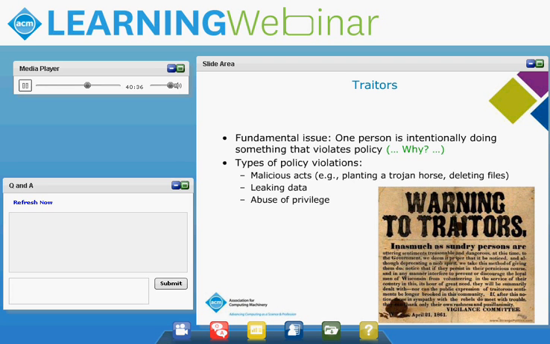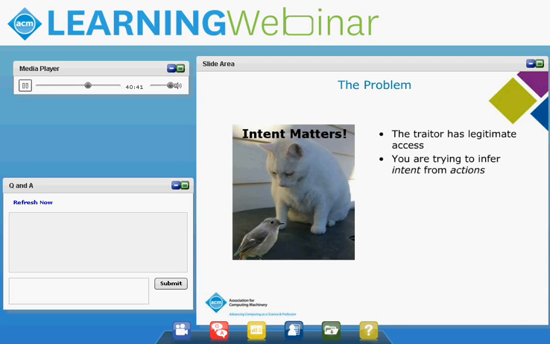And the thing that makes them different, and the real problem here, is you're trying to infer their intent from their actions. Keep in mind, this is someone who has legitimate access to this. How can you tell that when they're accessing a file that the reason is to be able to complete some work-related task, or the reason for accessing that is to print it and give it to the competition? How do you know why they are doing something?